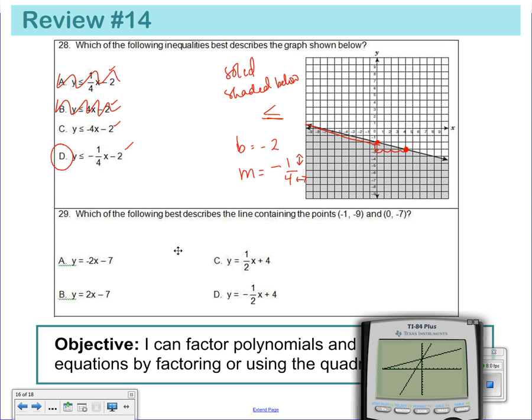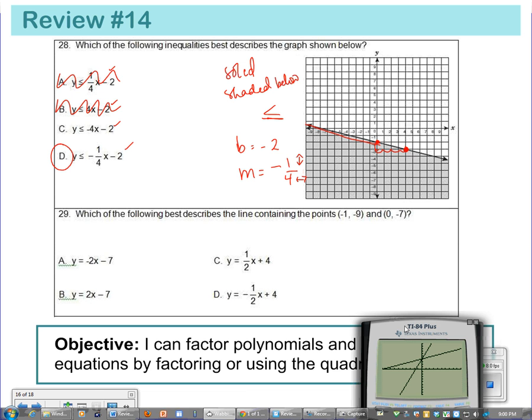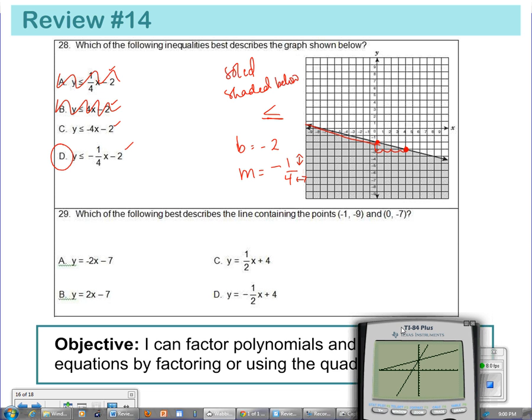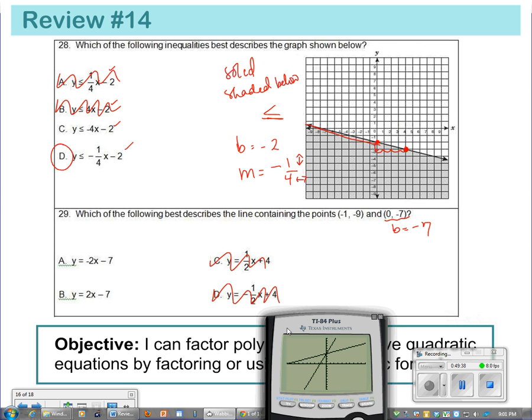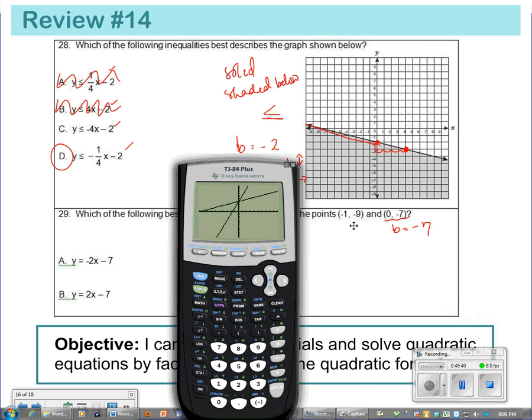Number 29, which of the following best describes a line containing the points -1, -9, and 0, -7? I'm going to recognize that this is my y-intercept, so it should have a y-intercept of -7. That gets rid of C and D. So I need to know which one of these two lines contains the point -1, -9. I need to stress there's more than one way of doing these problems. So I'm going to use my calculator though, because they're giving me answers.